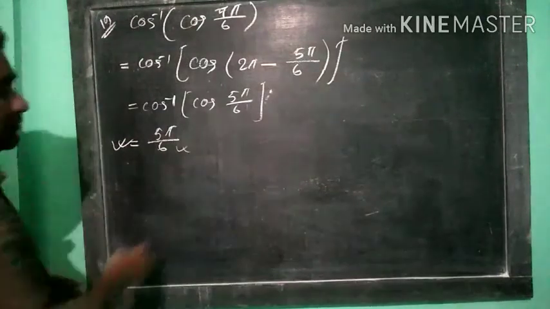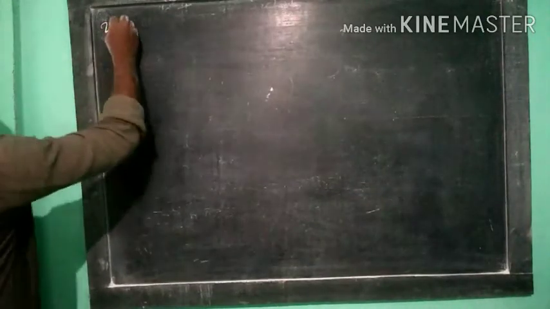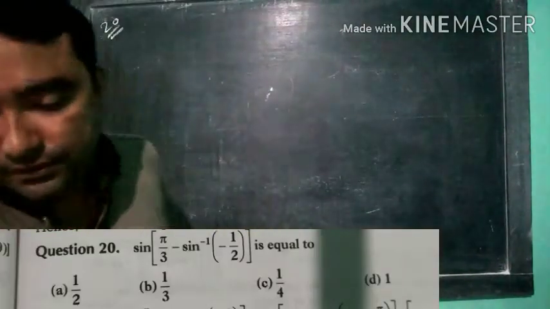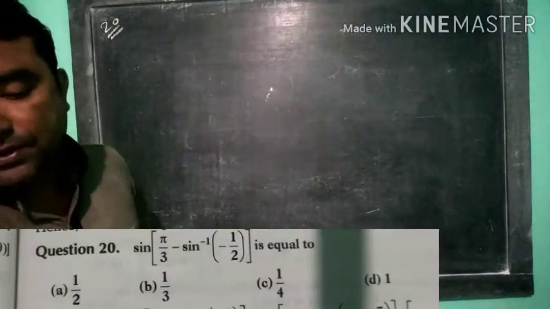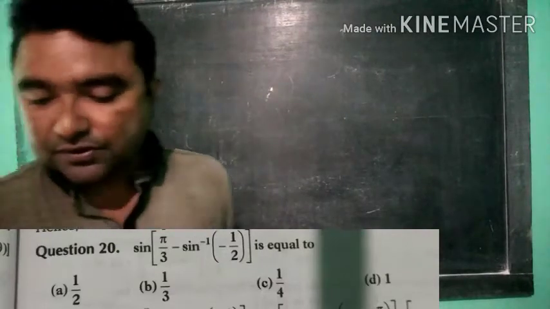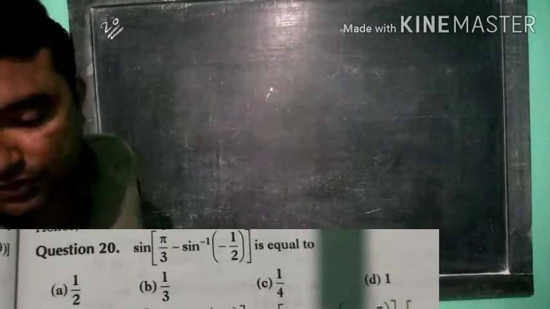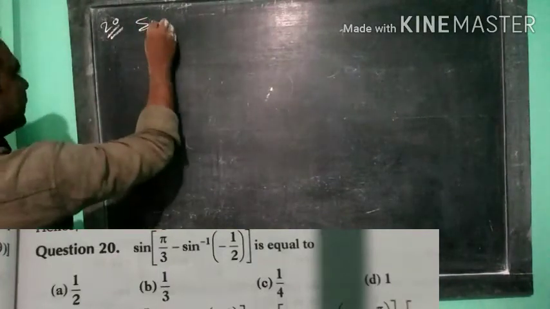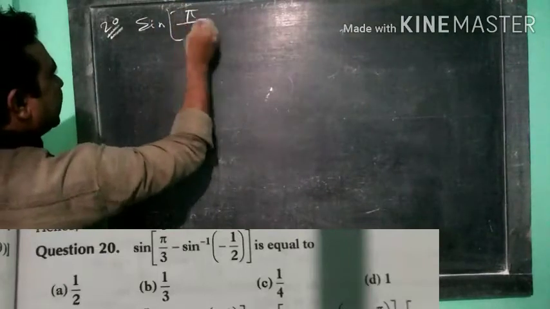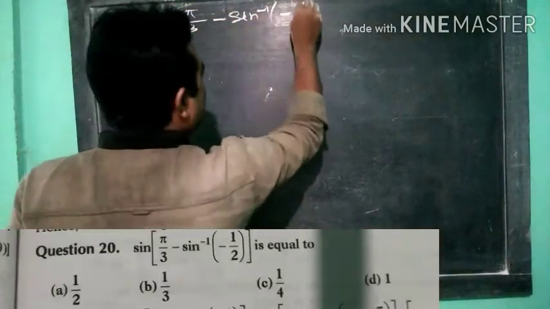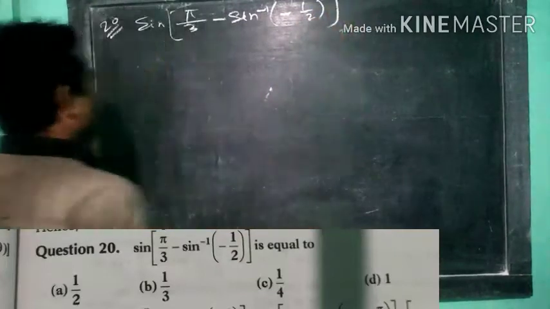Okay, going to solve question number 20. So question number 20 is what? Question number 20 is sine inverse of sin of pi by 3 minus sine inverse of minus half is equal to. Here, it was asked with options. So sine inverse sin pi by 3 minus sine inverse minus 1 by 2.